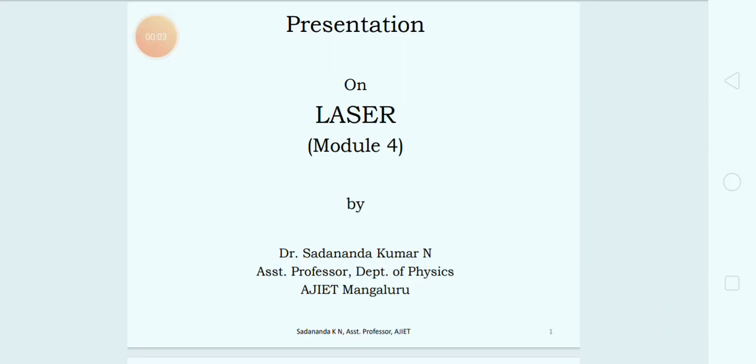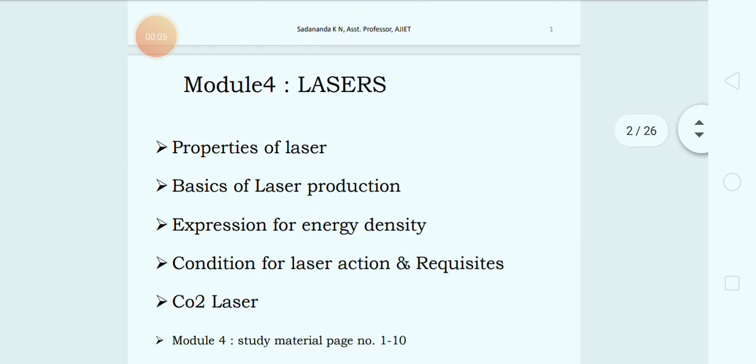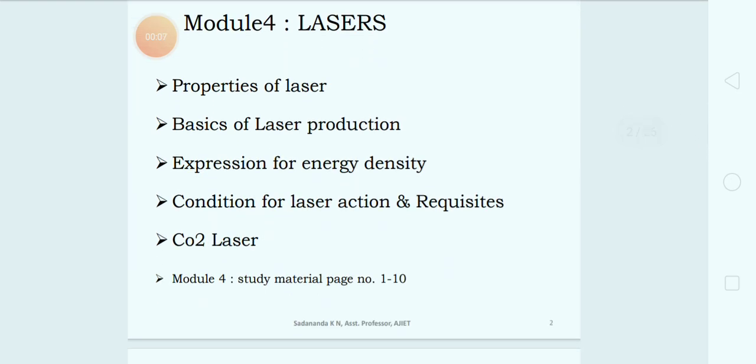Today I am going to discuss the following topics of laser: properties of laser, basics of laser production, expression for energy density in terms of Einstein's coefficients, condition for lasing action and requisites of laser, construction and working of carbon dioxide laser. And these topics will be covered in the study material from page number 1 to 10.